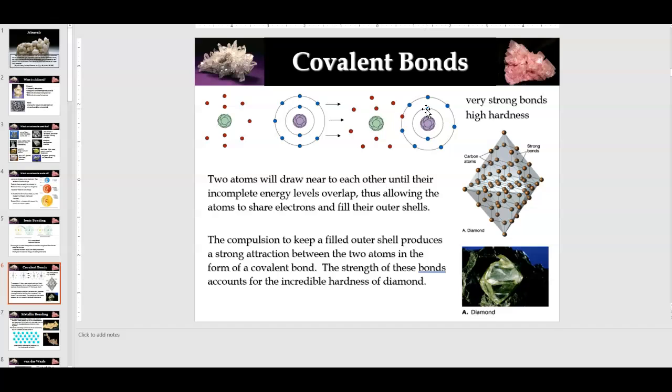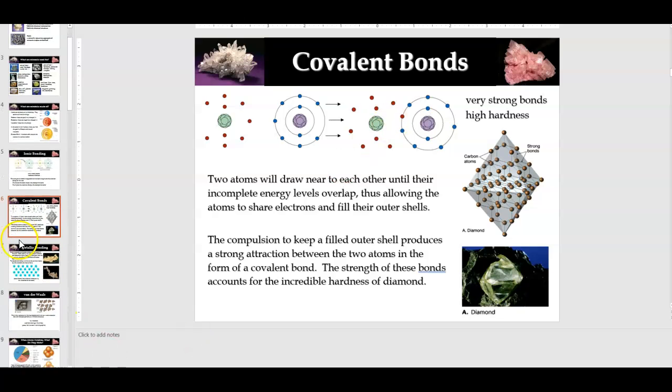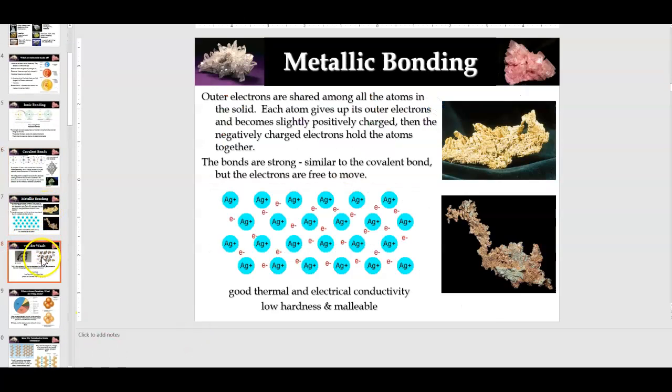Okay, and so they're covalent bonds. Like a marriage, where they're coming together and working together, and it makes a strong, strong bond. So covalent bonds are some of the strongest bonds out there because of how that happens. There are other types of bonds as well, like metallic bonds or van der Waals bonds.